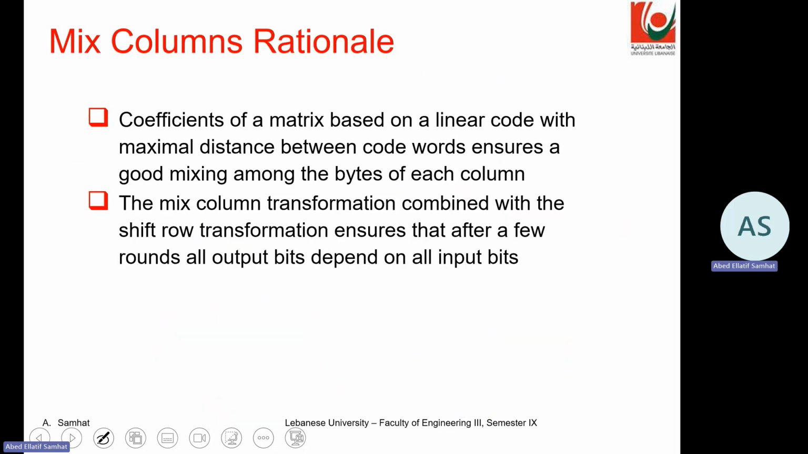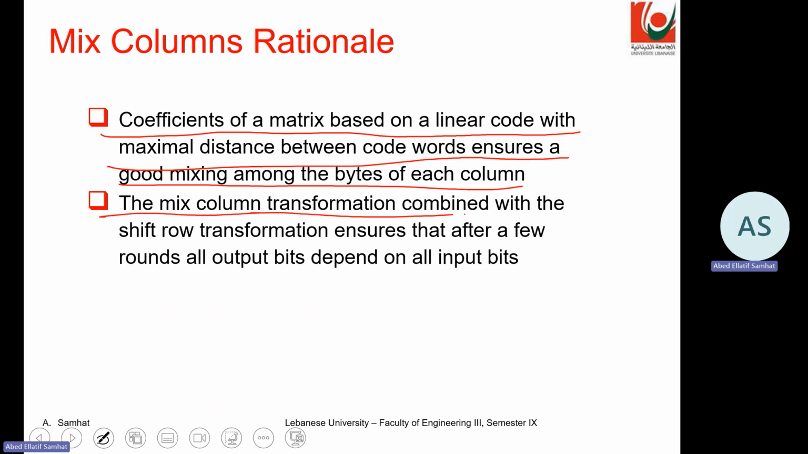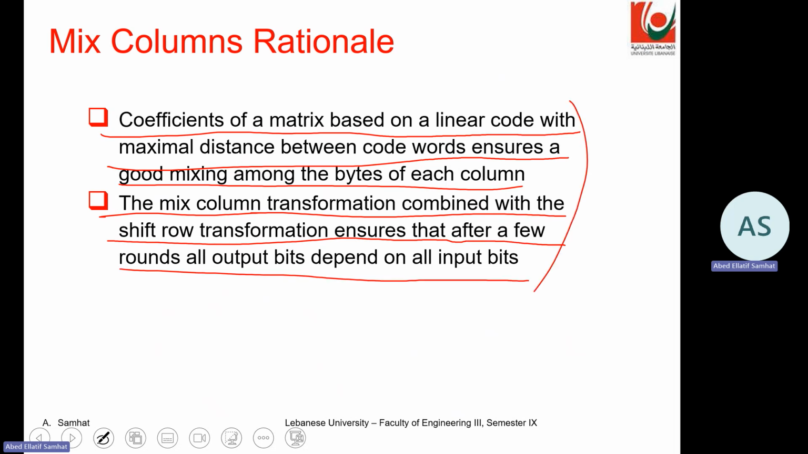The coefficients of the matrix are based on a linear code, which has the maximal distance between the code words, and ensure a good mixing among the bytes of each column. So the mix column transformation combined with the shift row transformation ensures that after a few rounds, all output bits depend on all input bits, but we cannot find any clear relation between them.